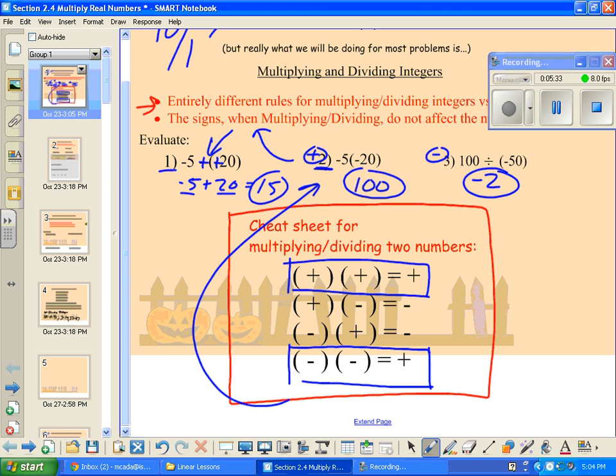So when I'm multiplying numbers, you can kind of group it like this, actually, the ones in blue. If the two signs are the same for the numbers I'm multiplying, that's going to yield a positive answer. The middle ones here say, well, if I have two signs that are different, then I'm going to get a negative answer, no matter which order they're in.